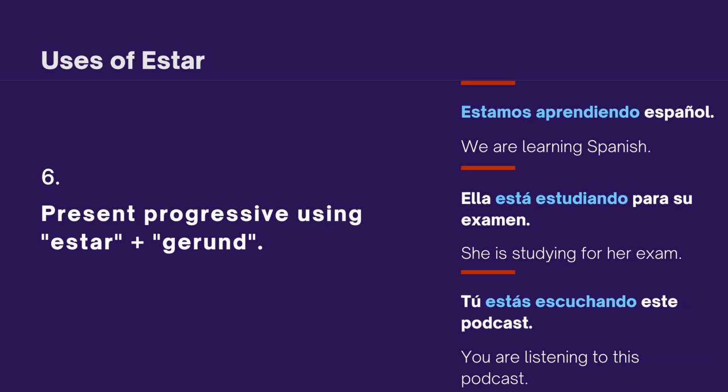Okay? Then for the last use of estar, we have present progressive using estar plus gerund. And these are the examples. Estamos aprendiendo español. We are learning Spanish. Ella está estudiando para su examen. She's studying for her exam. Tú estás escuchando este podcast. You're listening to this podcast. So very simple. Okay, we use this a lot. So the gerunds in Spanish are basically ando, endo ending verbs. Okay, so remember those are the gerunds in Spanish.